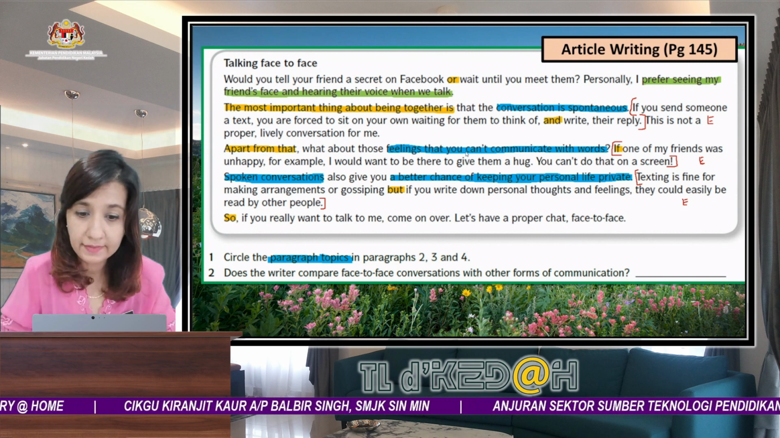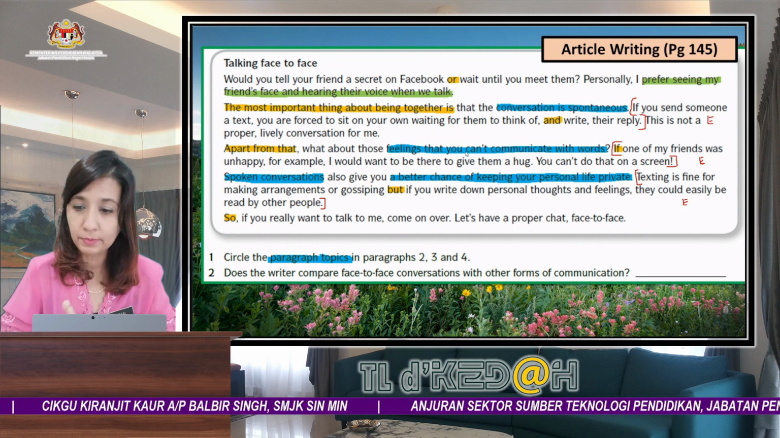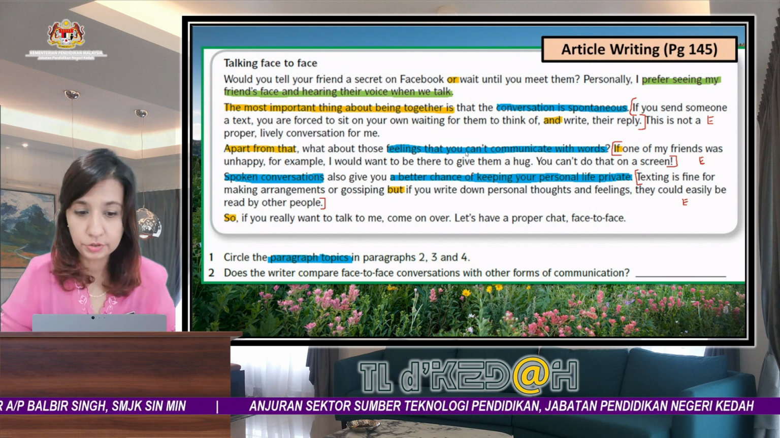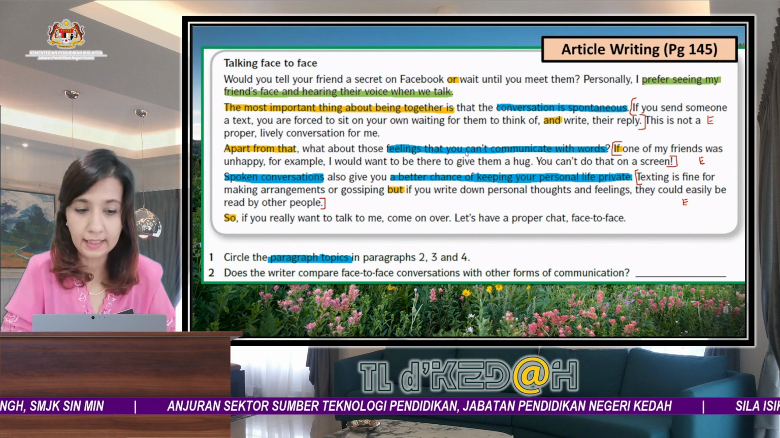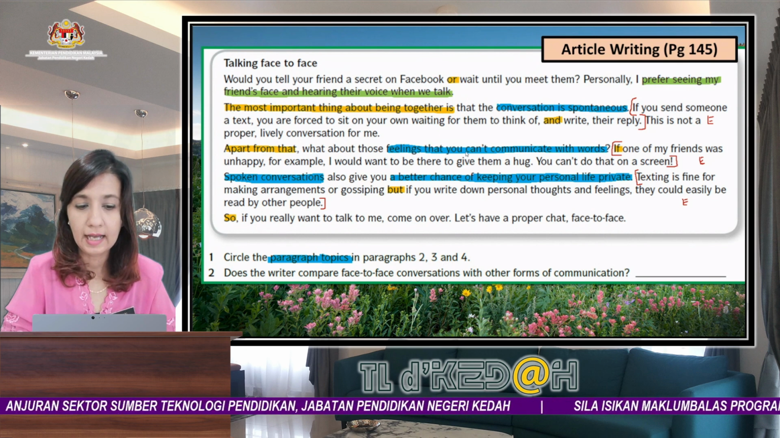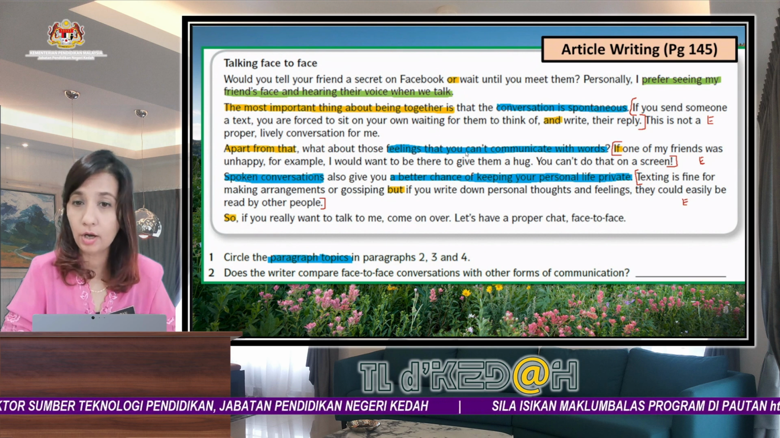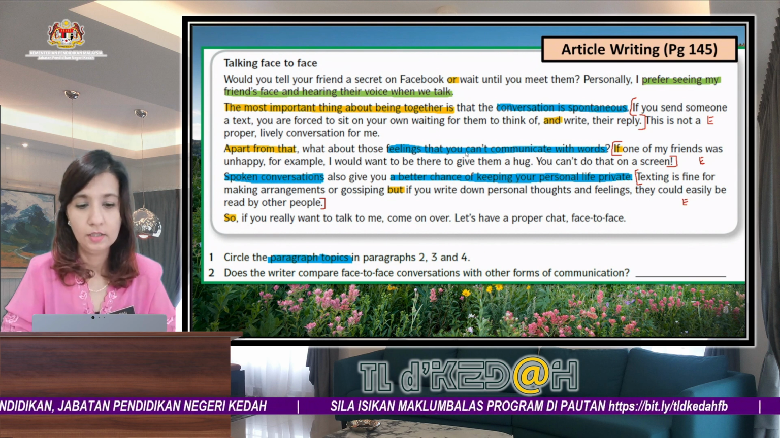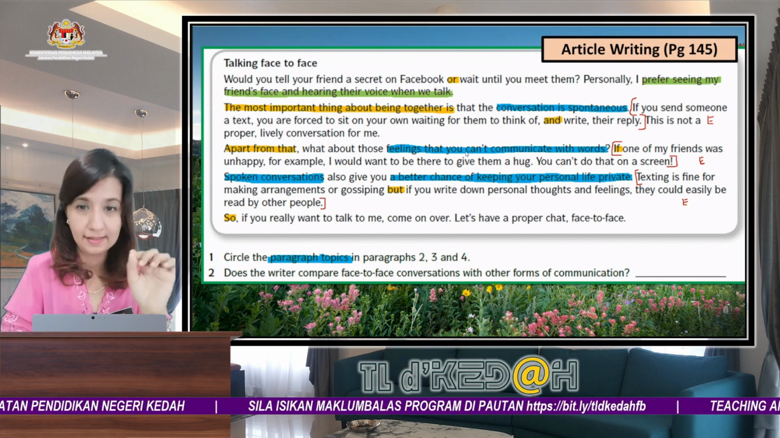Okay? So very strong elaboration, very clear example. It's just that you need to expand a little bit more. Okay? So the last part: "So if you really want to talk to me, come on over. Let's have a proper chat face to face." So it's a very short and sweet ending.